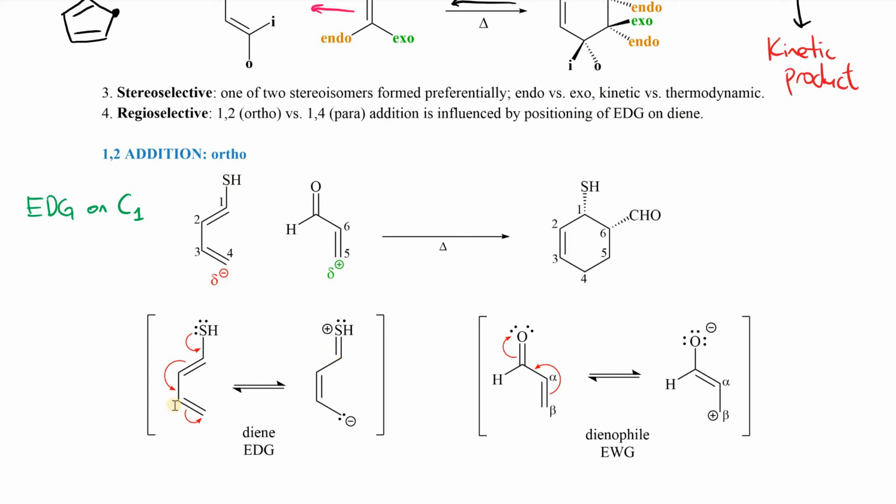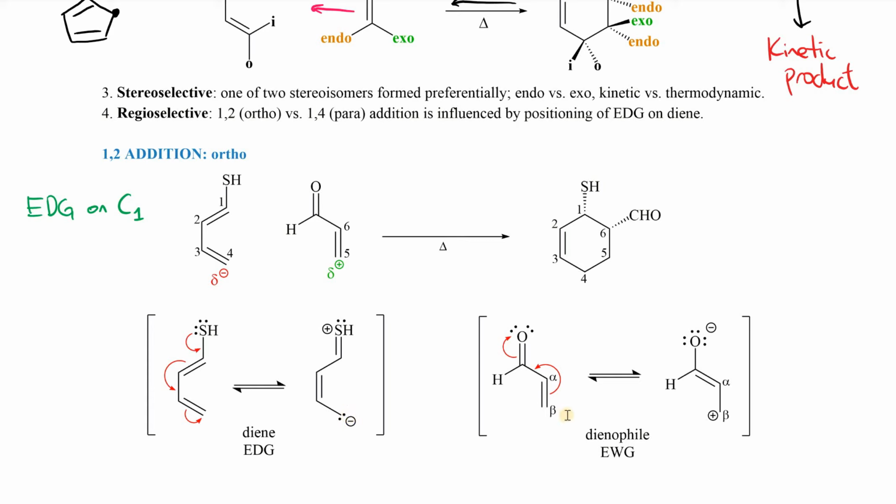Because of arrow pushing, we can imagine that a negative charge is accumulating on carbon 4 because of this electron donation originating from a group bound to carbon 1. So that's where this delta minus is coming from. The electron donation is causing an excess electron buildup on carbon 4.